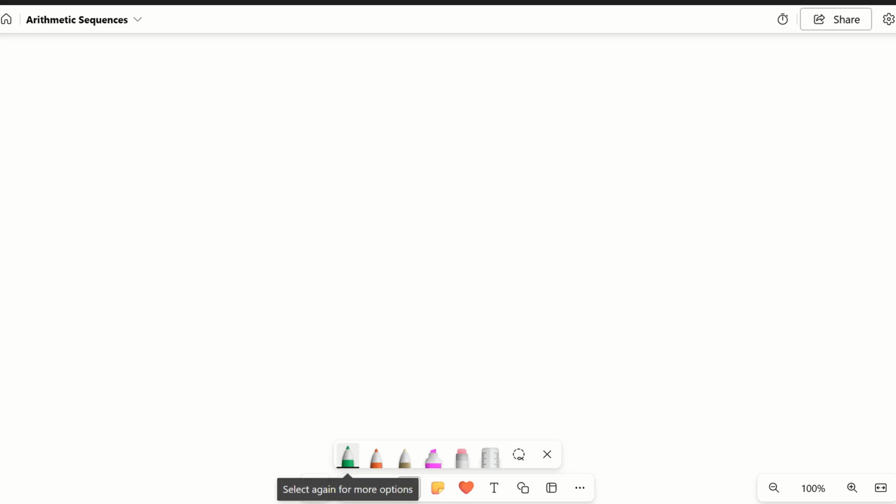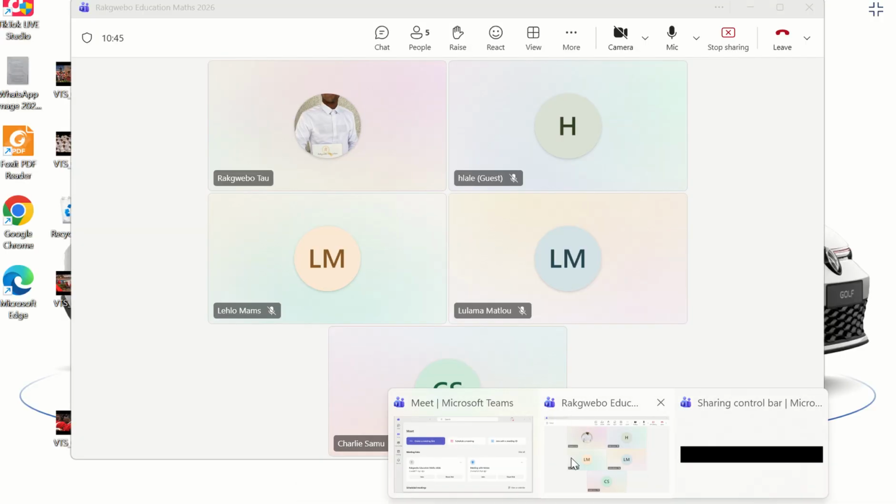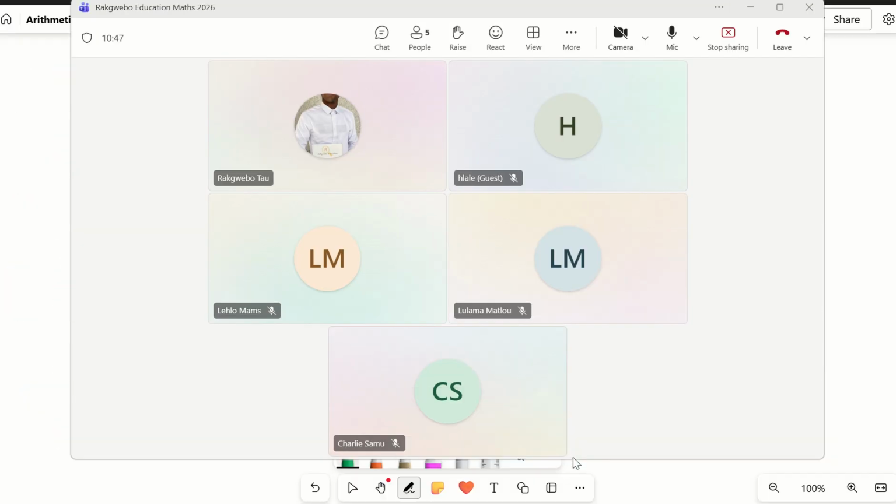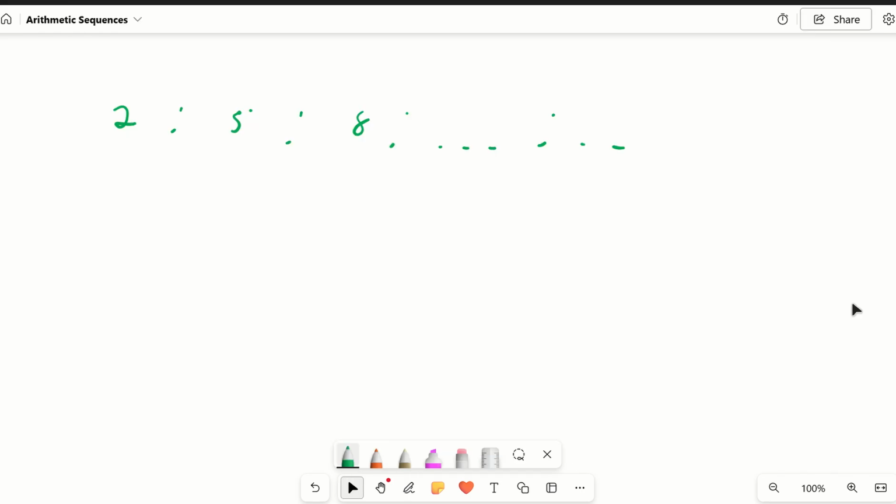So you've got this pattern here: 2, 5, 8, and so on. Can you tell me what are the next two numbers in this pattern? 11 and 14. Okay, all of us agreed. The next two numbers in the pattern are 11 and 14. Now, how did they come to the realization that the next two numbers are 11 and 14?